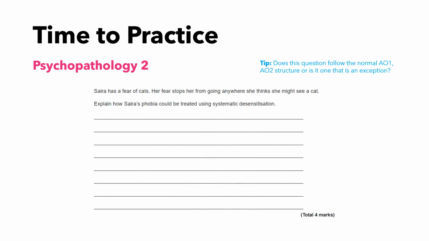Okay, so just quickly before you have a go at this question, it's an application question because it's talking about Sarah and a fear of cats. And it's about systematic desensitization. So does this question follow the normal AO1, AO2 structure, or is this one that has the exception? So it may be a leading question. Just have a think about that and then think about how you might answer this question differently to the previous couple of questions.